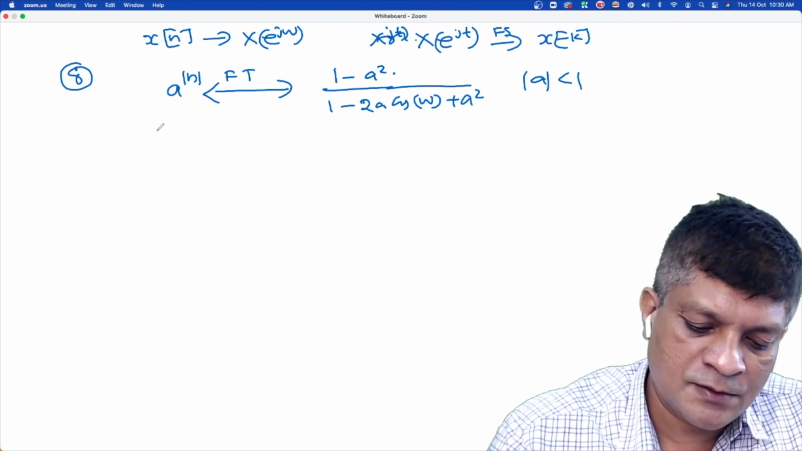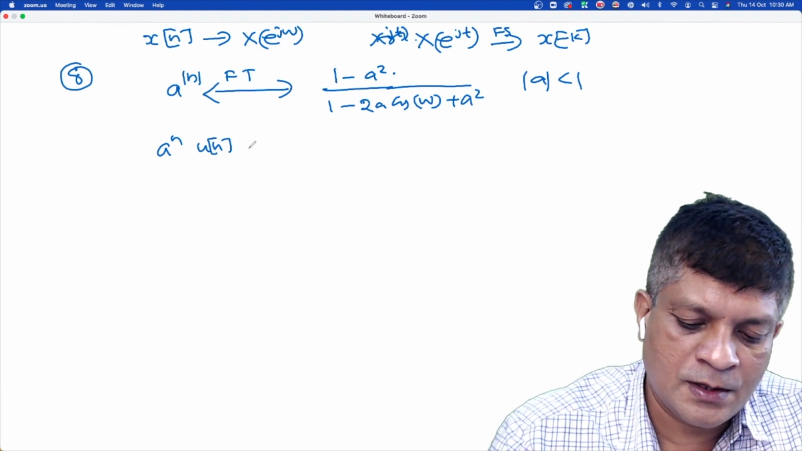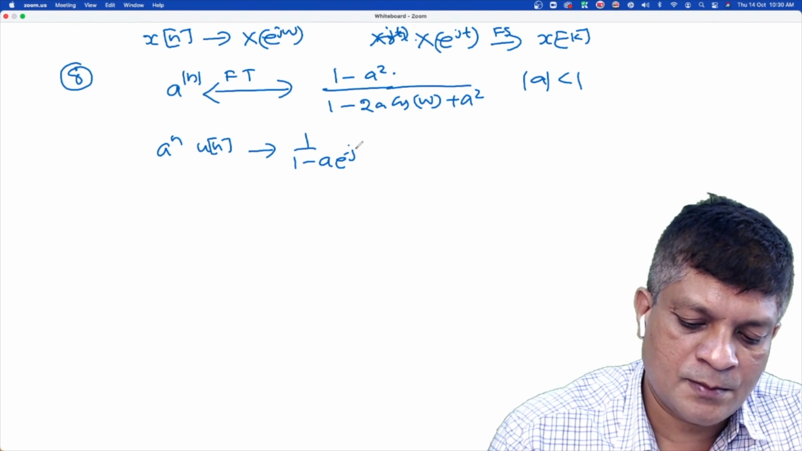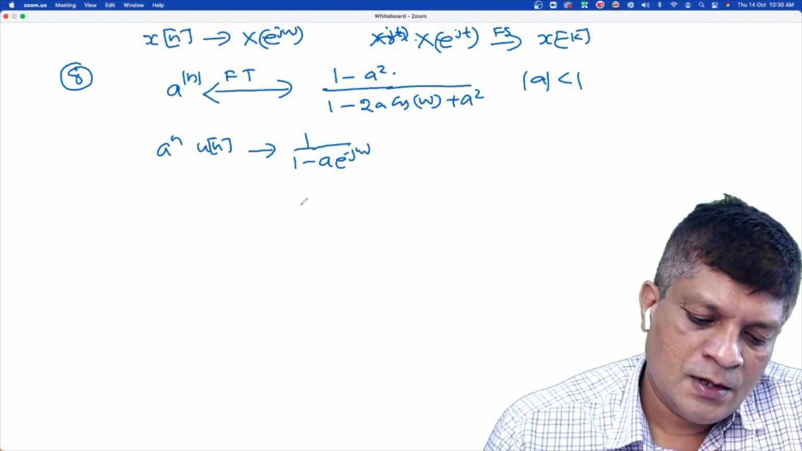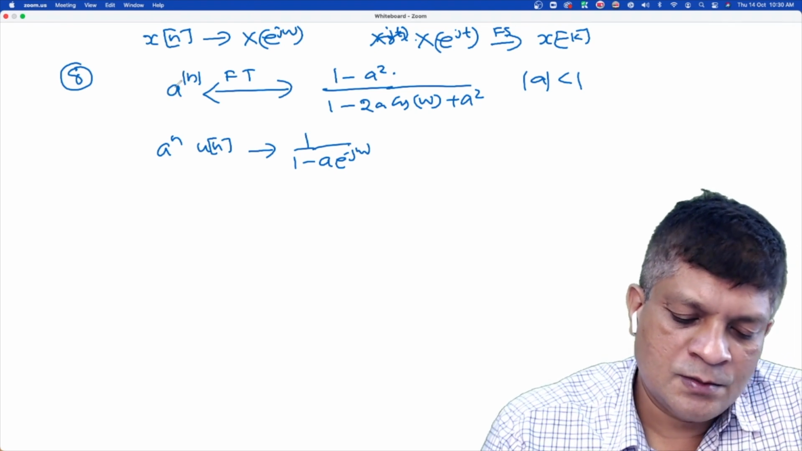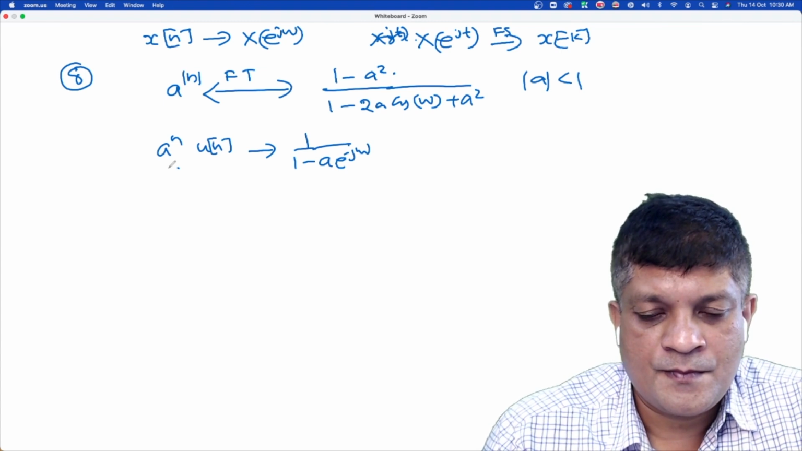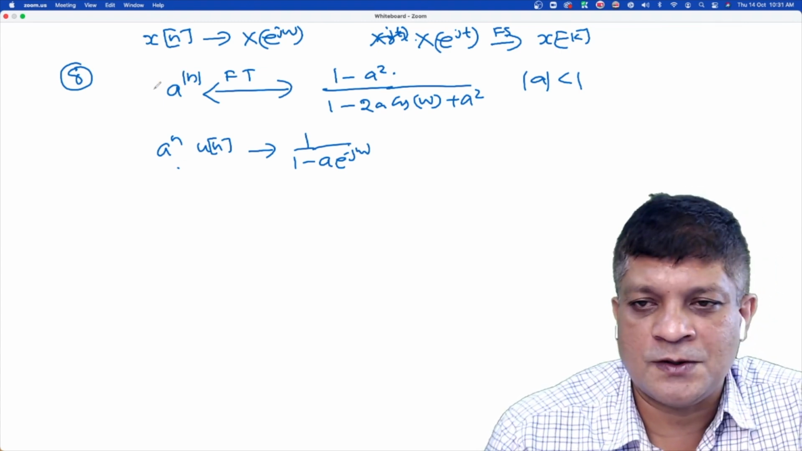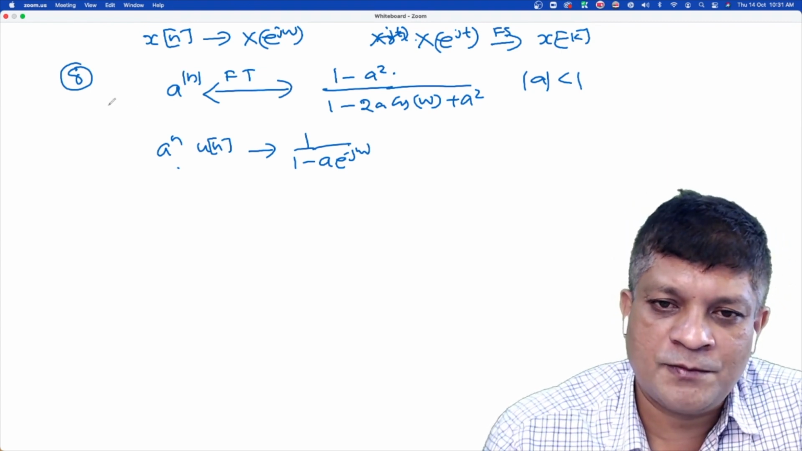We already know this result, right? a to the power n into u[n] has the transform 1 upon 1 minus a e to the power minus j omega. This is a standard result we already derived. Now, can you write this a to the power mod n in terms of this? This is only the positive part of this, isn't it? What is the expression for the negative part, for negative values of n?